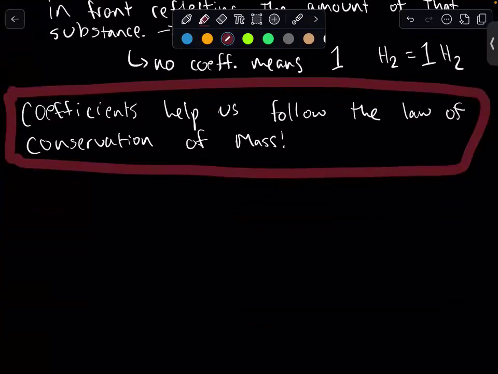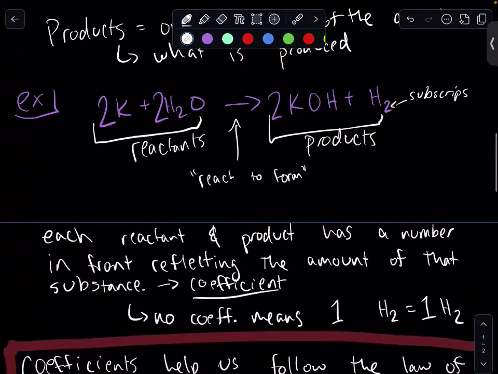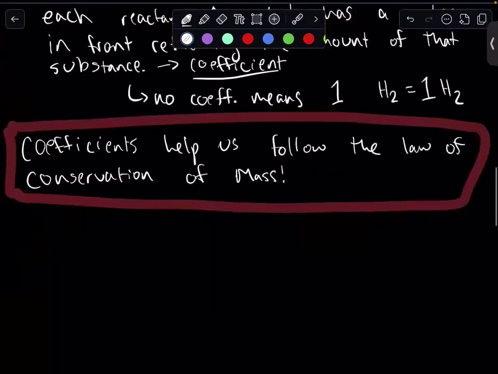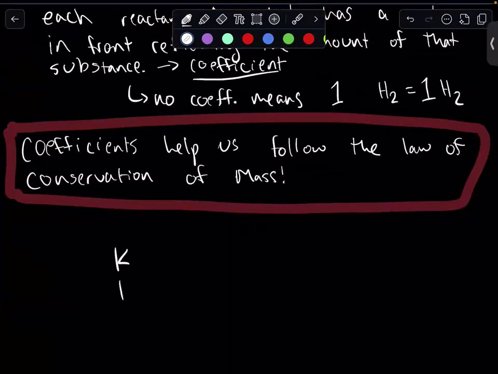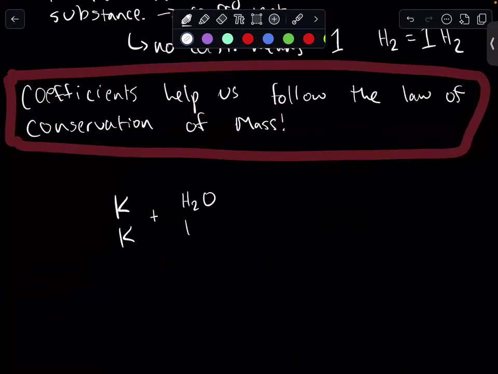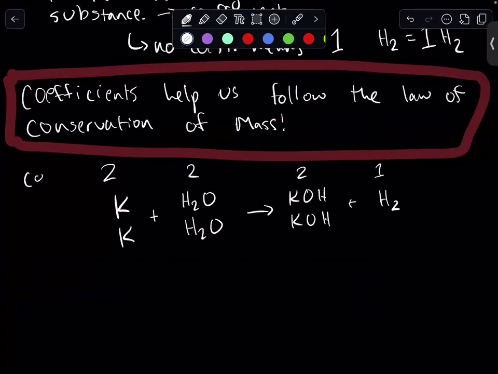So if we take our previous equation right up here, I'm going to rewrite it, but instead of doing coefficients, I'm just going to write things out below it. I'll show you what I mean. K and K add to specifically 2H2O, H2O, H2O, and they react to form KOH, KOH, and H2. When we write it like this, it's the same thing as having the 2, 2, 2, and 1 coefficients.